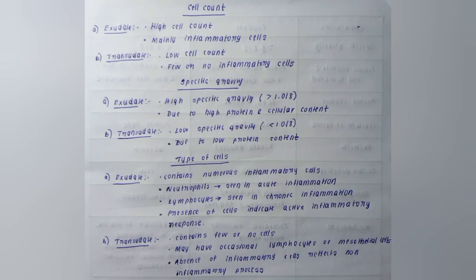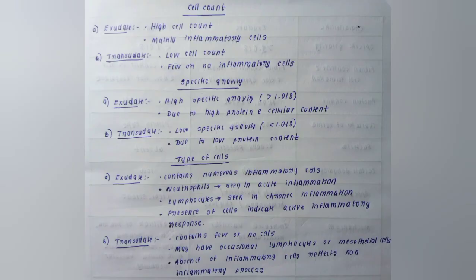And coming to the cell count. Exudate has a high cell count, mainly inflammatory cells, because obviously exudate is seen in inflammatory conditions, so obviously their cells will be there. Whereas in transudate it is a low cell count, with few or no inflammatory cells.